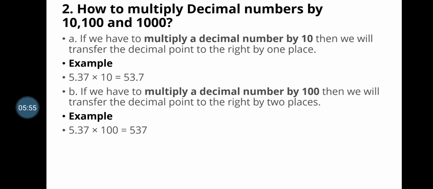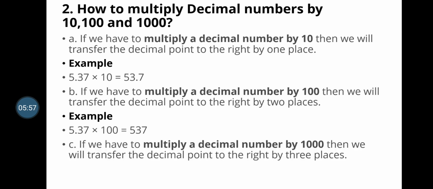So it is 537. If we have to multiply a decimal number by 1000, then we will transfer the decimal point to the right by 3 places. Okay, so the way we did it previously, the same way we should do.